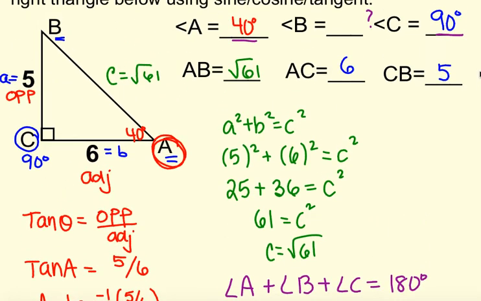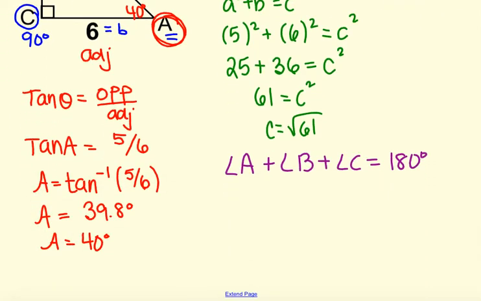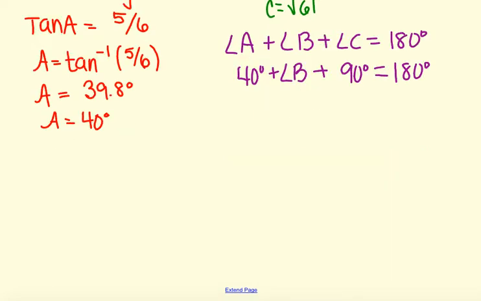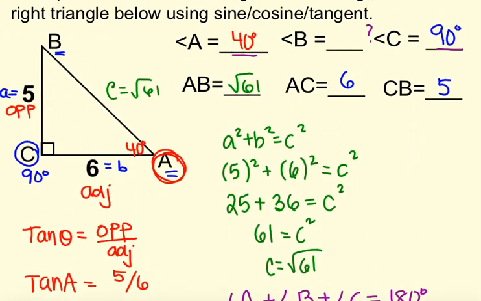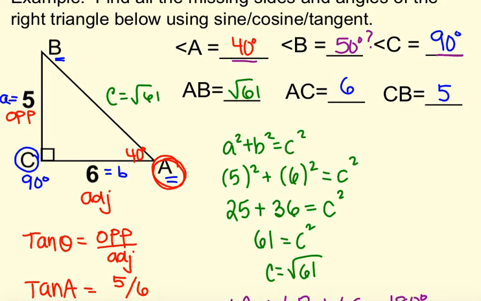Let's substitute in what we know. Angle A is 40 degrees. Angle B is unknown. Angle C is 90 degrees. And we're going to solve this equation for angle B. So combine 40 plus 90 to give you 130 degrees. Undo the 130 degrees by subtracting it from both sides. And we're left with 50 degrees. All right. We found all the pieces in this triangle.